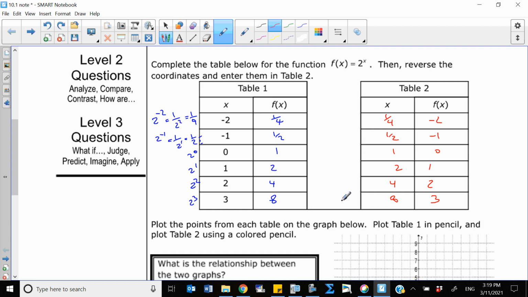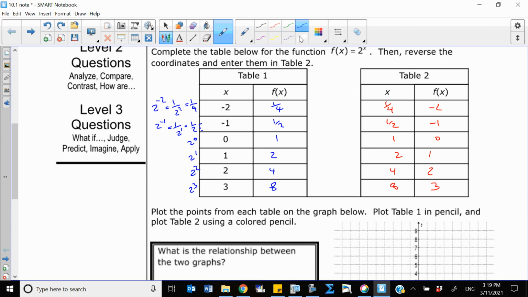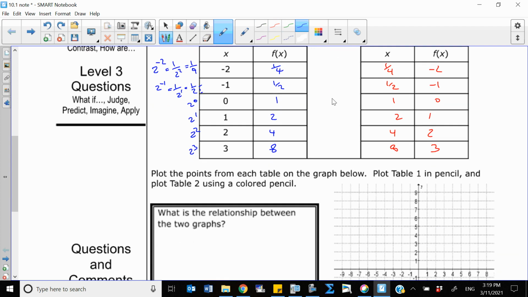So now we can graph this table. So for the first one, when x is -2, y is 1 over 4. X is -1, y is 1/2. X is 0, y is 1. X is 2, y is 4. X is 1, y is 2. I forgot this one. And x is 3, y is 8.